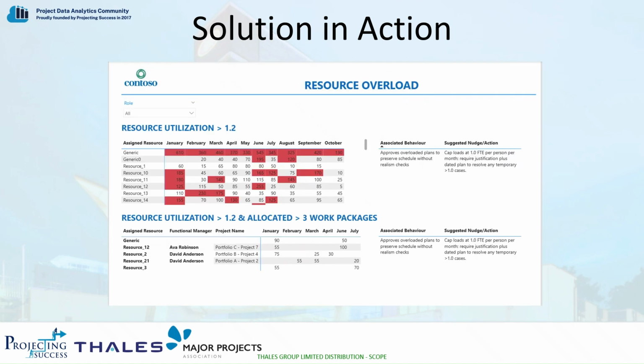Next would be the overload reporting. This would show a resource utilisation that has been utilised at over 1.2 full-time employees, and on the right-hand side showing a suggested nudge or action to accommodate this. In more detail, there is a table showing the resource utilisation of greater than 1.2 full-time employees, and if the resource is allocated across 3 work packages in a short space of time.